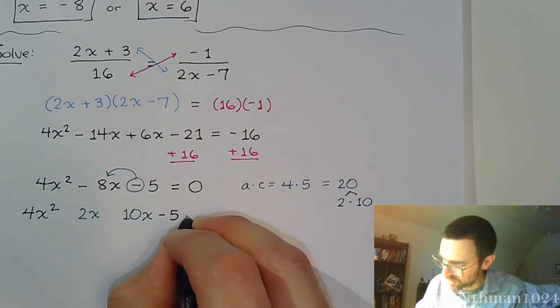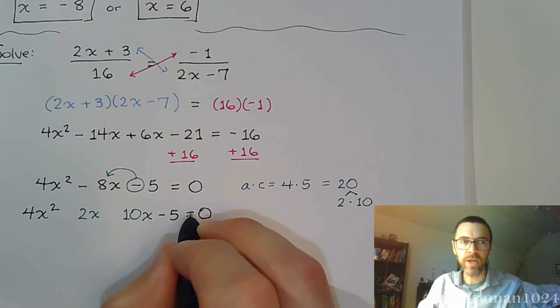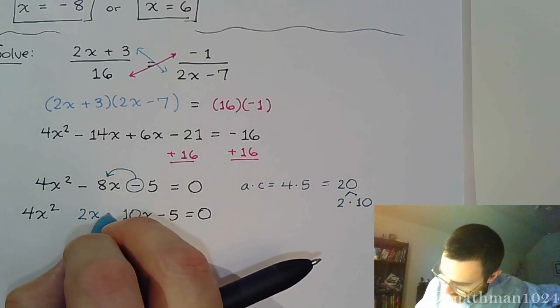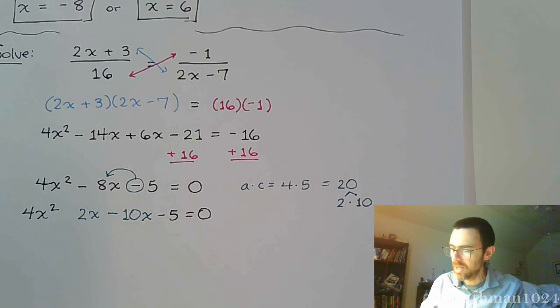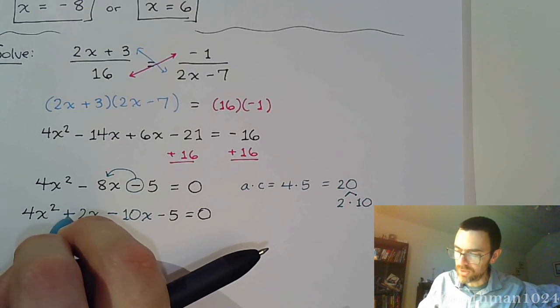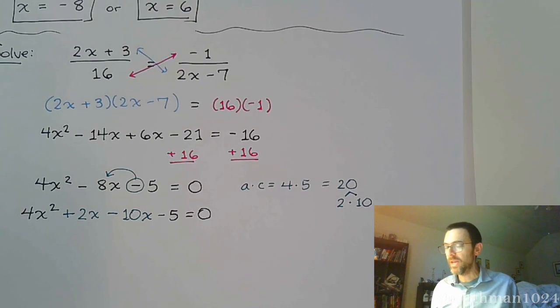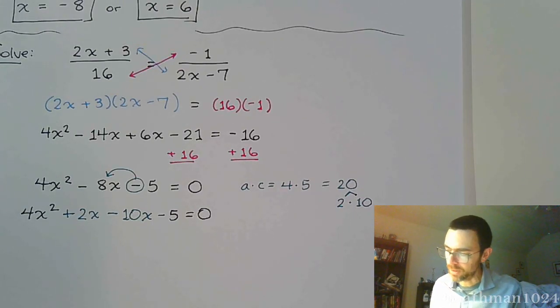But we have to pay attention to our signs. In order to still get a negative 8x at the end, the larger number must be negative, and we know that we must have a positive 2 here, so that altogether we end up with a negative 8. And now it's just a matter of factoring by grouping.